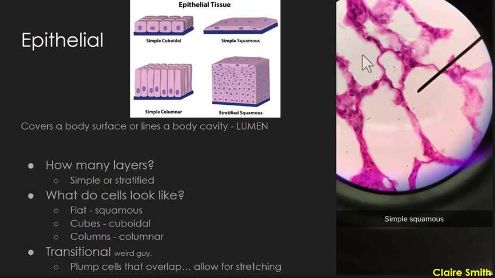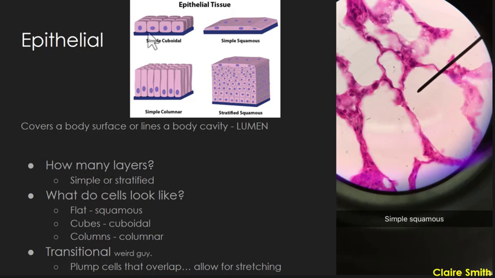So epithelial tissue always, always, always has a lumen. No matter what type of epithelial it is, you're going to see some sort of space, okay? Epithelial tissue is named based on two different things. First, how many layers it has.